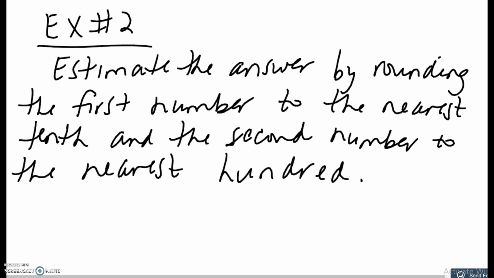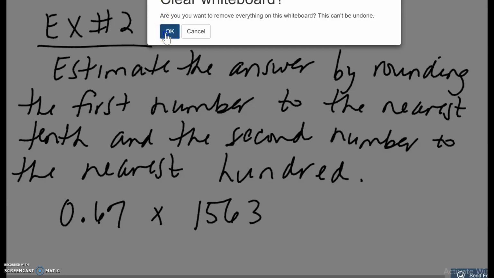All right. And here are the two numbers that we are working with. We're working with 67 hundredths, and we want to find the product of 67 hundredths and 1,563. All right. Let's just do a quick recall about the place value. So let's look at this number, and we'll go back to the example that I just had on the screen.